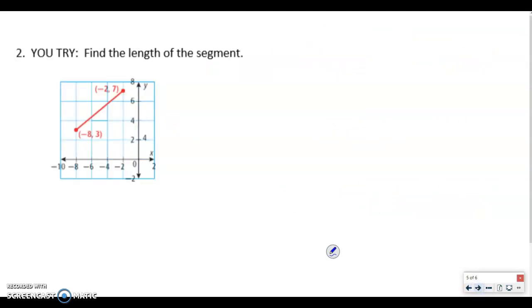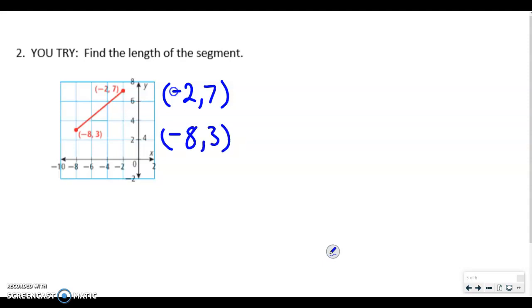All right, now you try. Find the length of the segment. So go ahead and pause, solve this on your own, and then unpause and we'll go over the answer. All right, hopefully you had a chance to do that on your own. Let's look at our points. We have a point at -2, 7. A point at -8, 3.